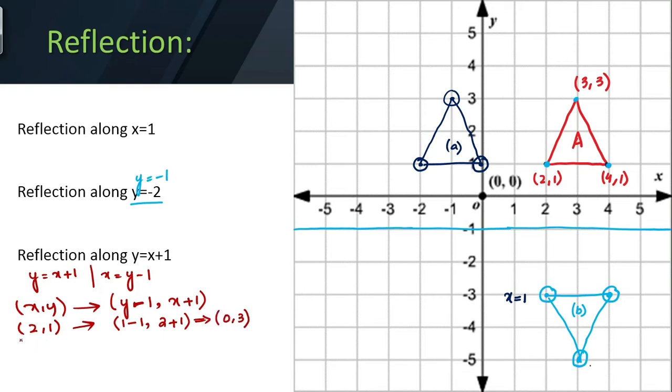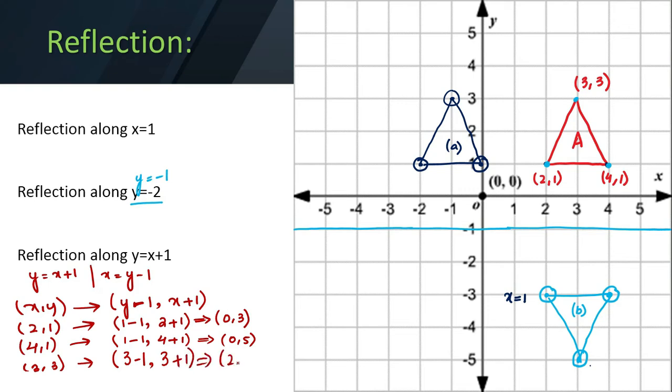Then the next coordinate is 4, 1. When we substitute this, the value of y is 1. So 1 minus 1 and 4 plus 1. So this one is equal to 0, 5. And the last coordinate is 3, 3. When we substitute this, 3 minus 1 and 3 plus 1. So 3 minus 1 is 2 and 3 plus 1 is 4. Now if we mark these coordinates on the graph paper, 0, 3, 0, 5 and last is 2, 4, we have this image with the line y is equal to x plus 1.